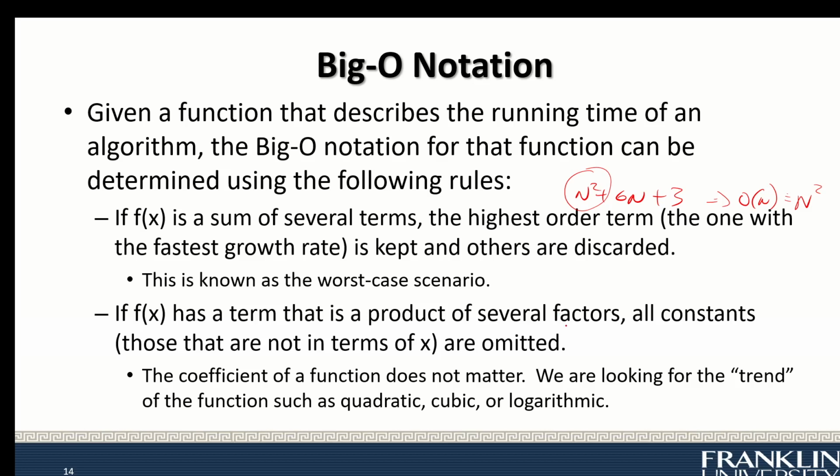If f of n is say 6n squared, then the Big O here is just n squared. The coefficient doesn't matter. Remember, the Big O notation just wants to show the trend of the algorithm. And the trend, whether this is 6n squared or 100n squared, is still n squared, quadratic.